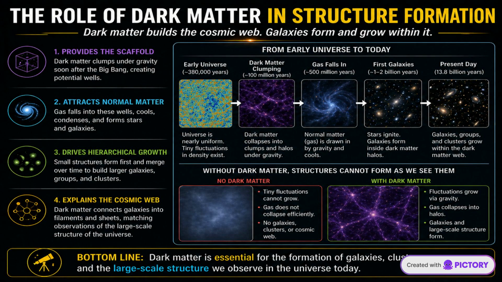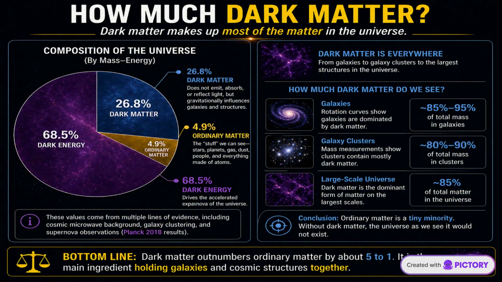It attracts normal matter, drives hierarchical growth, and explains the cosmic web, playing a crucial role from the early universe to today. Dark matter makes up most of the universe's matter, outnumbering ordinary matter by about 5 to 1. It's the main ingredient holding galaxies and cosmic structures together, highlighting its cosmic significance.